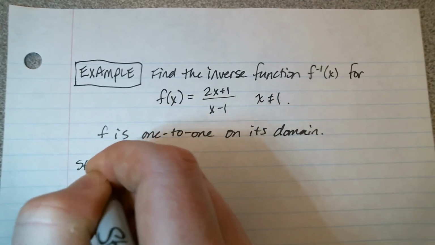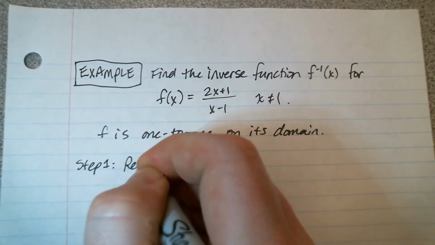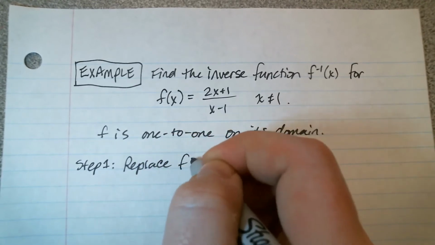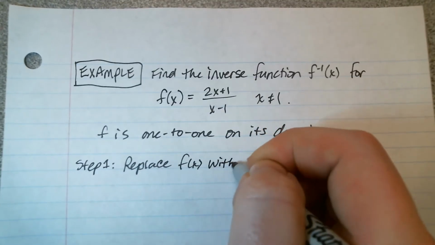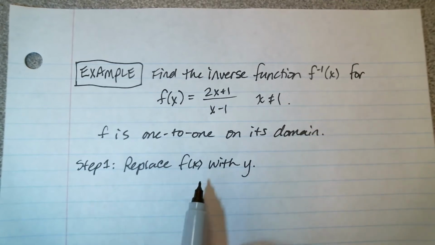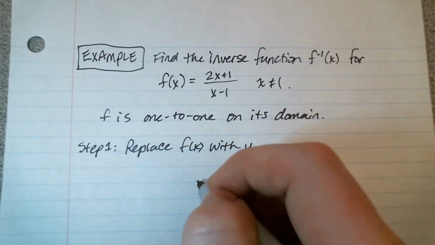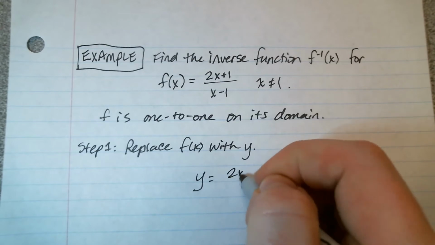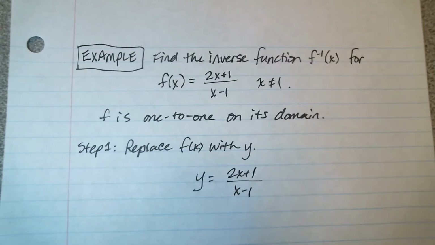The first step of that process is to replace the function notation with a variable, and I'm going to choose y. Since my input variable is x, do not choose x, choose any other letter. I'll choose y. This is just rewriting the equation to make things a little easier.